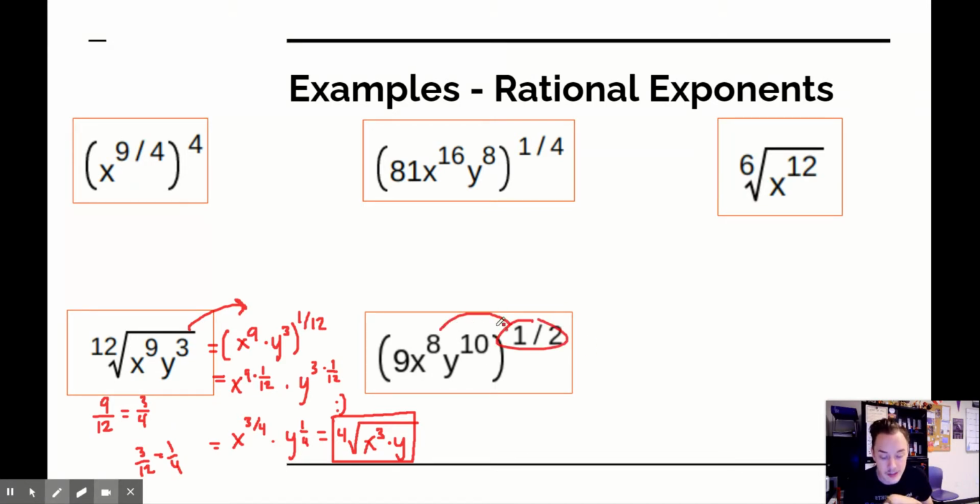Okay, and then I'm going to actually combine it probably into a radical after that, but I may not. But you also have to do it to the 9. So remember, the 9 does have an exponent here. So I have 9 to the 1/2 times x to the 8th power to the 1/2, and then times y to the 10th, and then to the 1/2 power. Now, 9 to the 1/2 power is just the square root of 9.